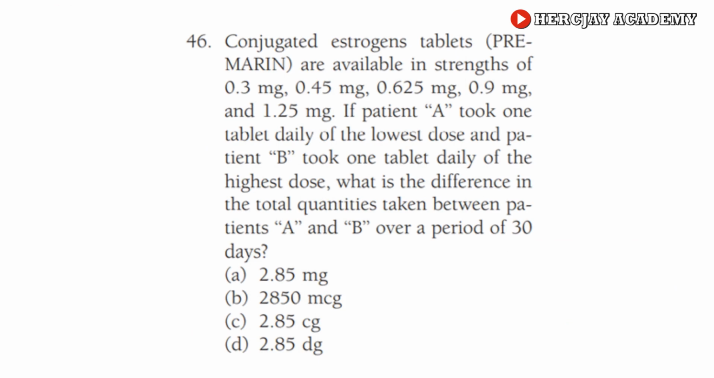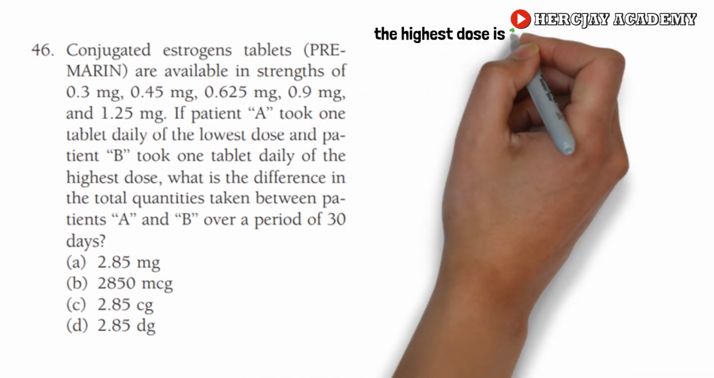Conjugated estrogen tablets, Premarin, are available in strengths of 0.3 mg, 0.45 mg, 0.625 mg, 0.9 mg, and 1.25 mg. If patient A took 1 tablet daily of the lowest dose and patient B took 1 tablet daily of the highest dose, what is the difference in the total quantities taken between patients A and B over a period of 30 days? A. 2.85 mg, B. 2850 microgram, C. 2.85 centigram, D. 2.85 decigram. From the question, the highest dose is 1.25 mg, while the lowest dose is 0.3 mg.